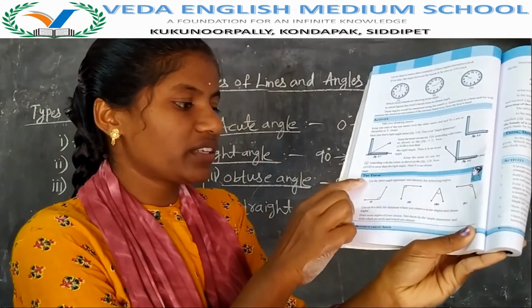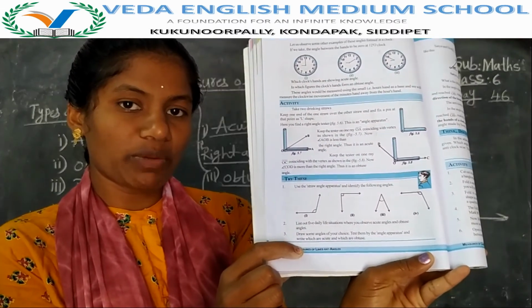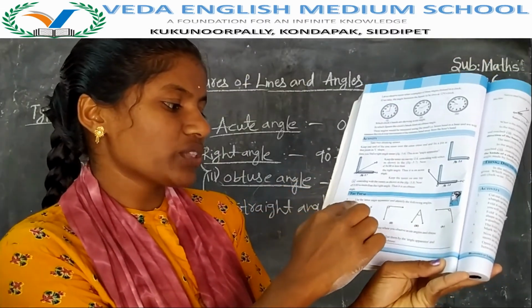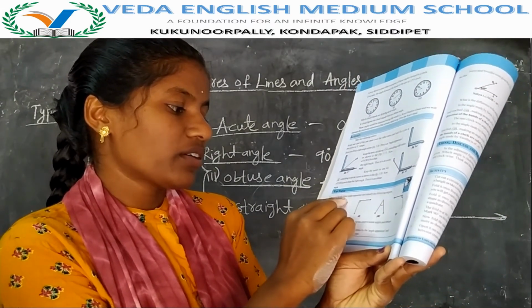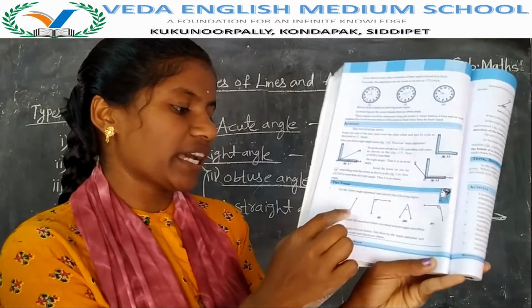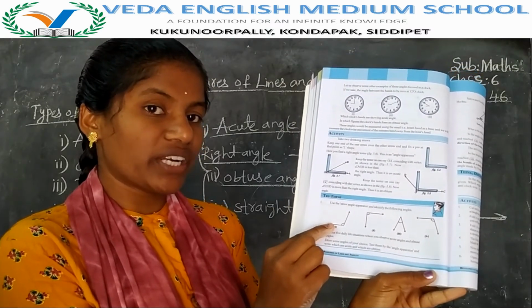Next, no need of that. Now try this on page number 64. Look into your textbooks. Try this. Use the triangle appearance and identify the following angles. Now can you say what it is? First one: acute, obtuse, straight, or right angle.